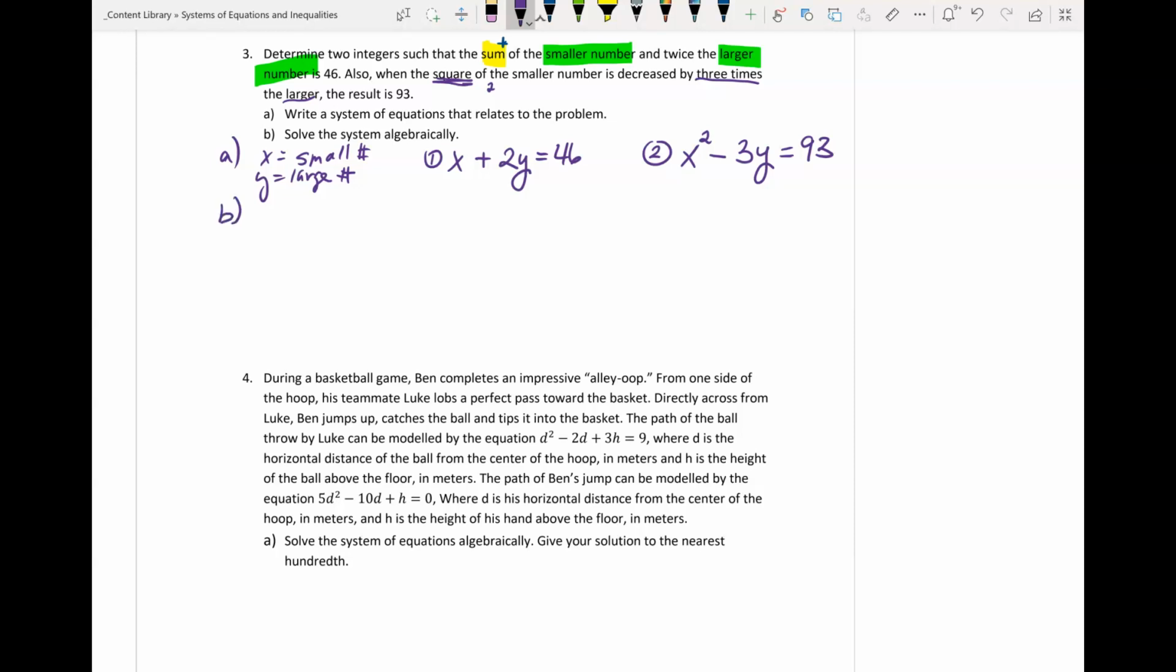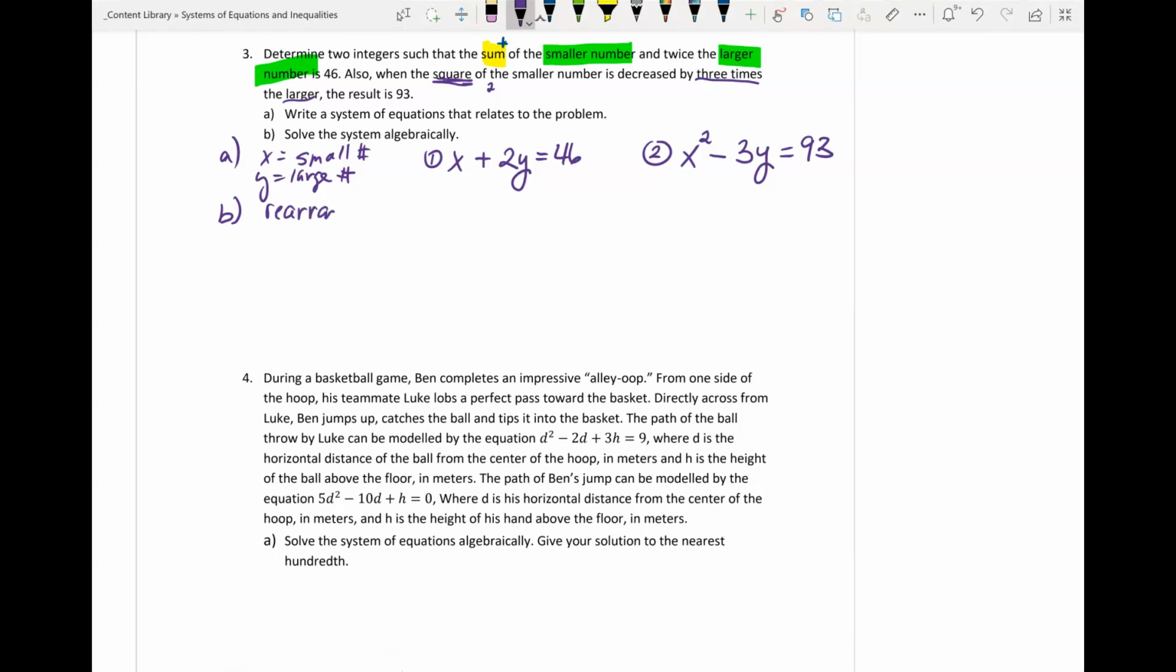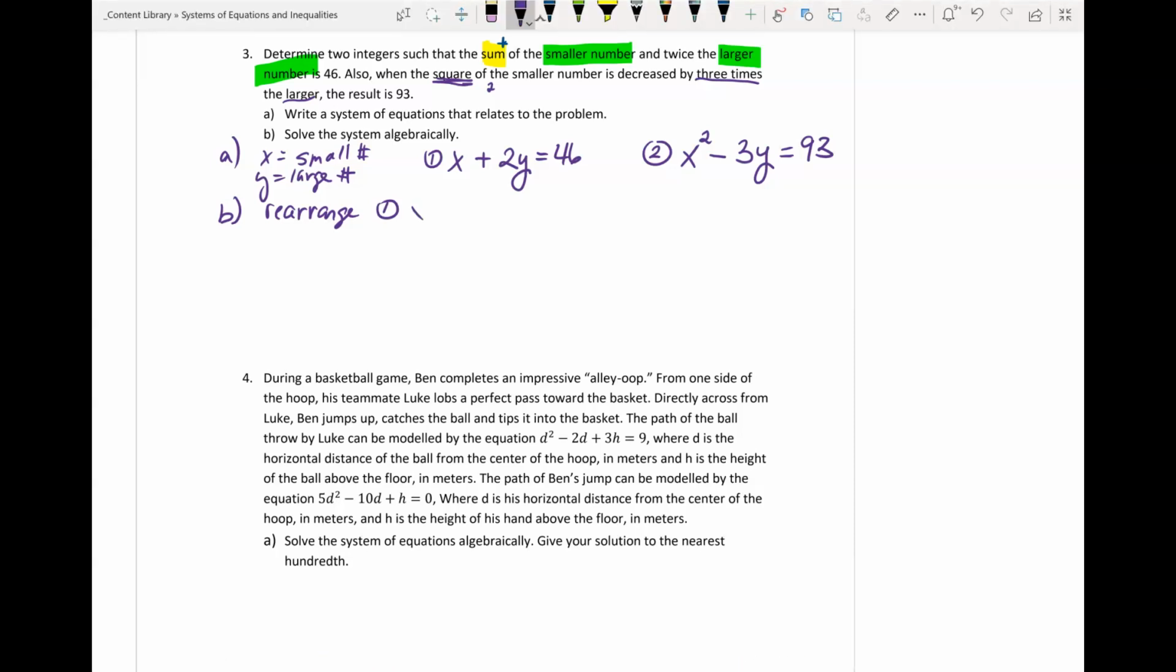Now that we have our 2 equations, we're going to solve for the system. We could do this using substitution or elimination. In this case, I am just going to use substitution. So I'm going to rearrange number 1 and solve for x. I'm going to move the 2y to the other side. So we have 46 minus 2y.